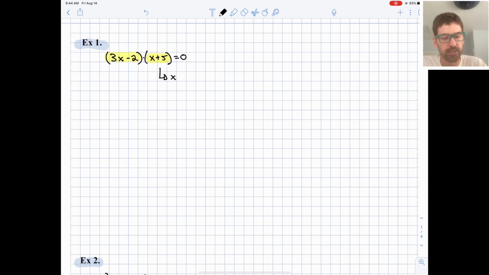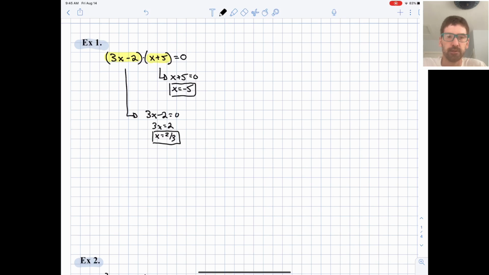One option is x plus 5 equals 0, which means x is negative 5. And that's one of our solutions. The other option is if 3x minus 2 equals 0. We could solve that, add 2 to both sides, divide both sides by 3. That gives our other solution, okay?